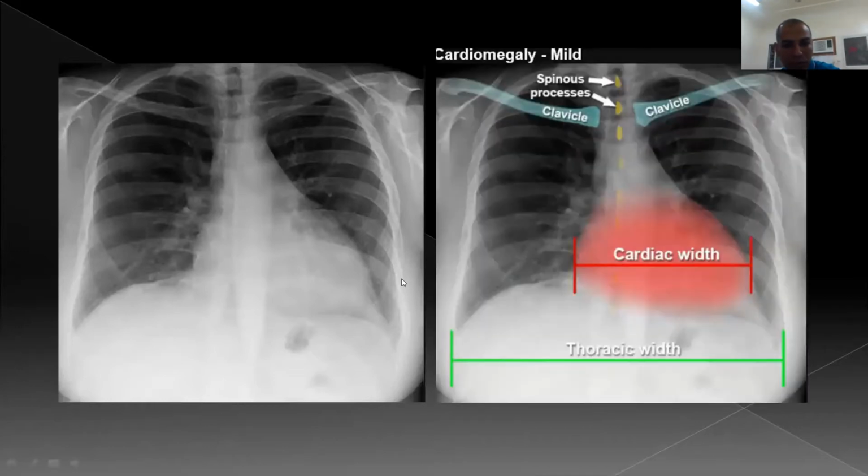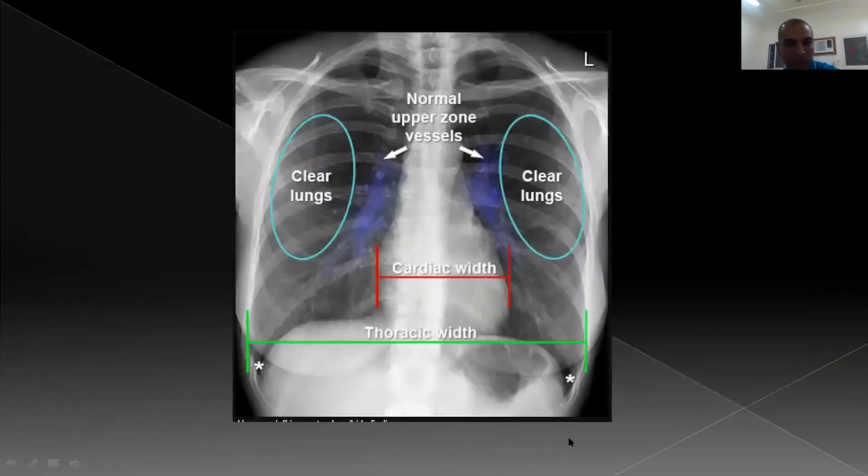This one we have here enlarged cardiothoracic ratio, and the apex is directed downward. It looks like left ventricular enlargement. As we discussed before, in any case of cardiac enlargement, we should comment on the lung fields. The lung field should be clear.